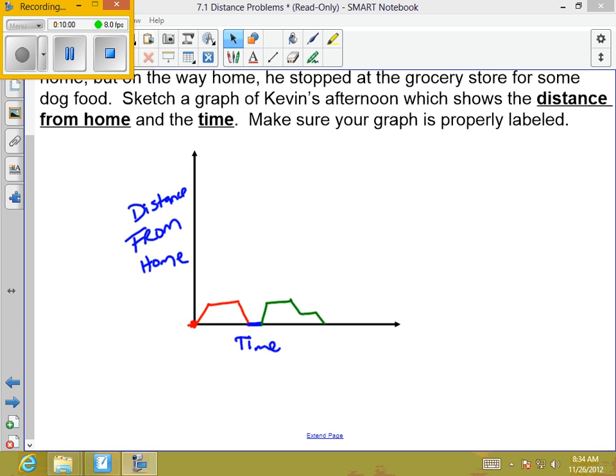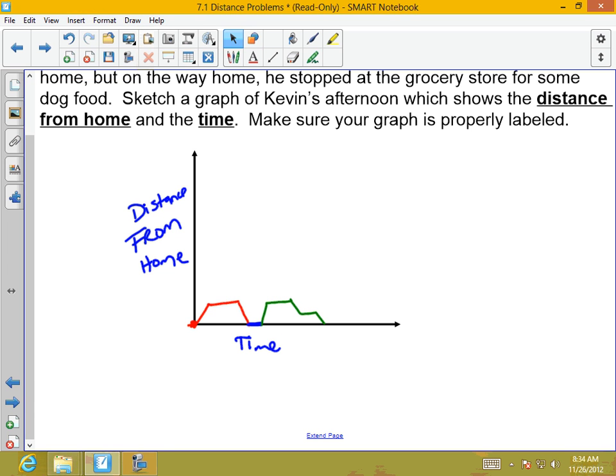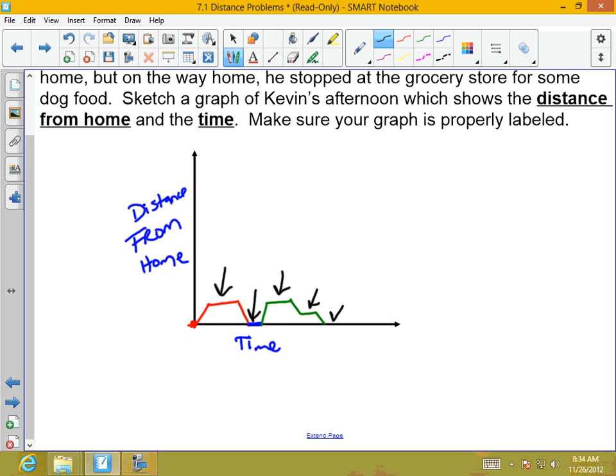Okay, this is what your graph should look like. Notice how he goes to the gym, spends time at the gym. Right here, he is spending time at the gym. He goes back home. This is one of the most important things here. When he goes back home, he spends time at home. You have to show that. Back to the gym, stops at the store, back home. Because this is distance from home, he can go back towards the x-axis.